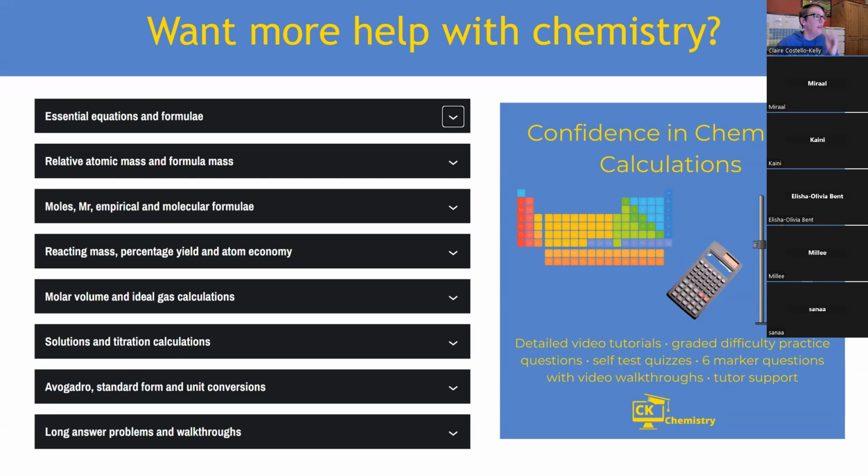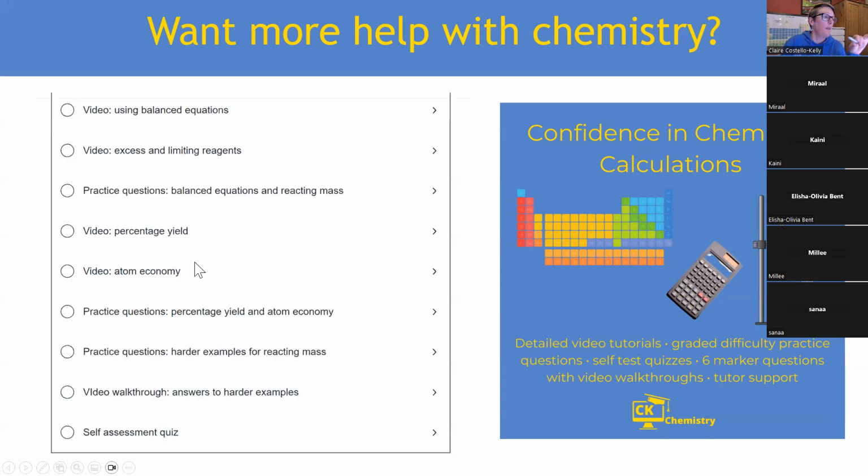So this is the kind of level of detail. If I took one of these 8 units, like reacting mass, percentage yield, and atom economy, that's the contents of that. So, separate videos for every little bit that you might find difficult. You may not need all of it because there may be bits where you know how to do that. That's fine. Or you might just want to skip a video and go to the practice questions, and if you can do them, it's fine. Everyone has a little quiz at the end as well. But you can see that the harder examples also have video walkthroughs so that it's not just a mark scheme.